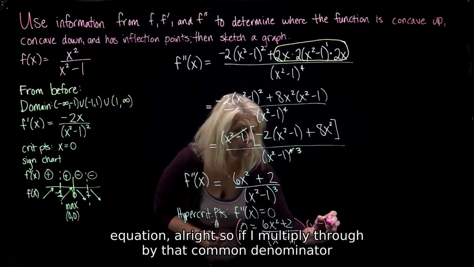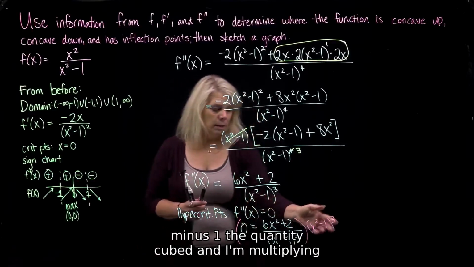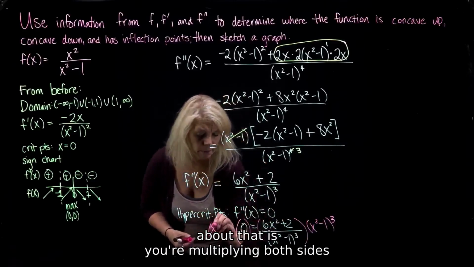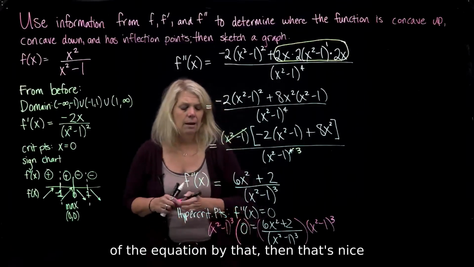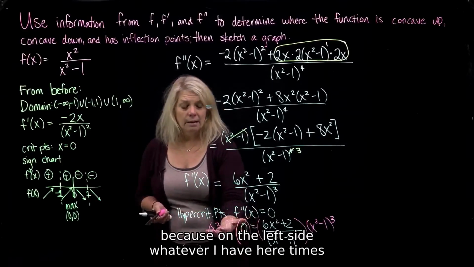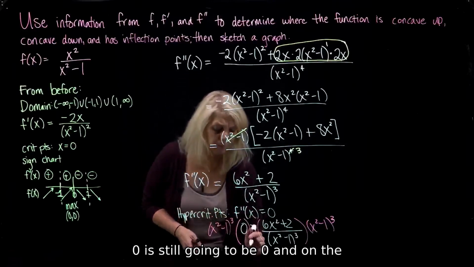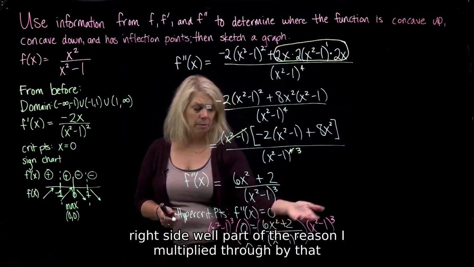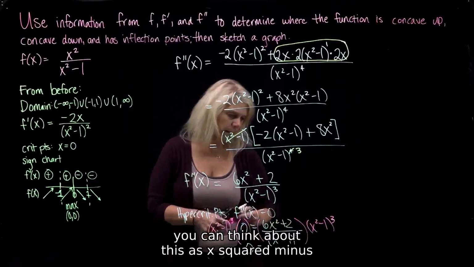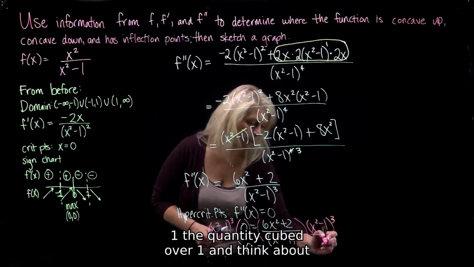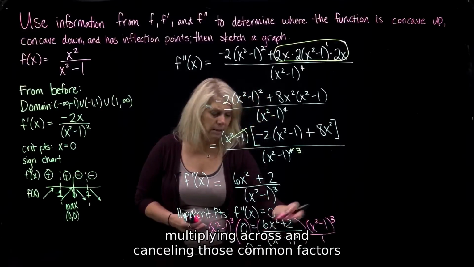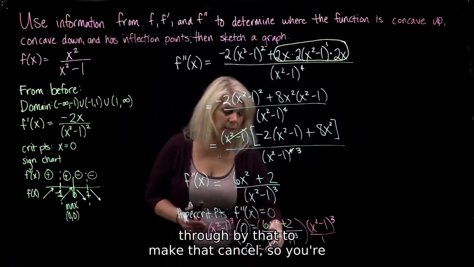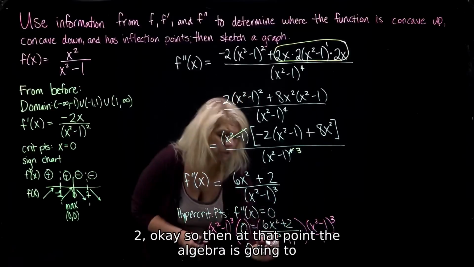All right, so if I multiply through by that common denominator, which is x squared minus 1 the quantity cubed, and I'm multiplying through the equation, or another way to think about that is you're multiplying both sides of the equation by that, then that's nice because on the left side, whatever I have here times 0 is still going to be 0. And on the right side, part of the reason I multiplied through by that was to make those cancel. You can think about this as x squared minus 1 the quantity cubed over 1, and think about multiplying across and canceling those common factors, or realize that that's why you multiplied through by that, to make that cancel. So you're just going to be left with 6x squared plus 2.